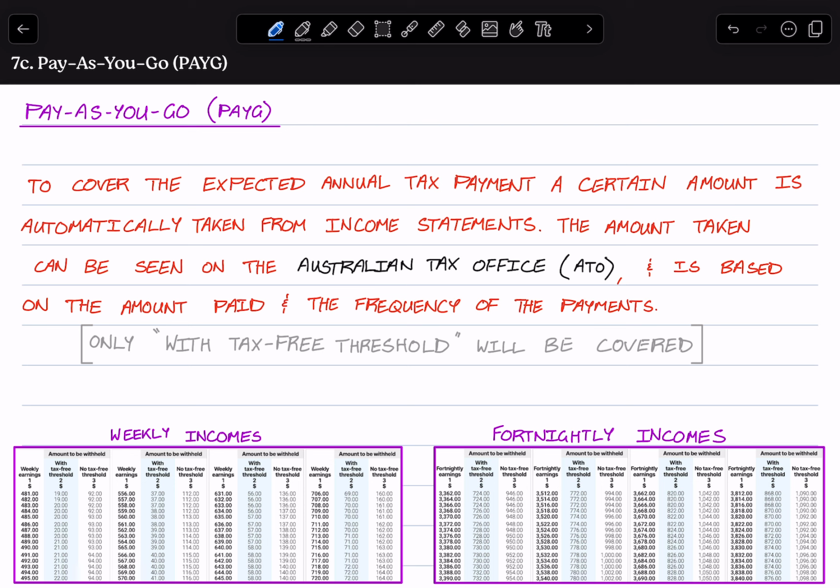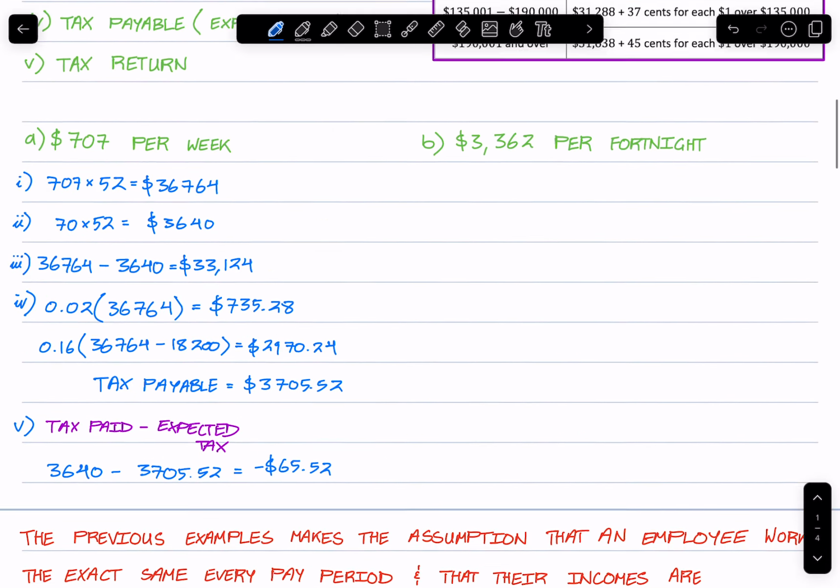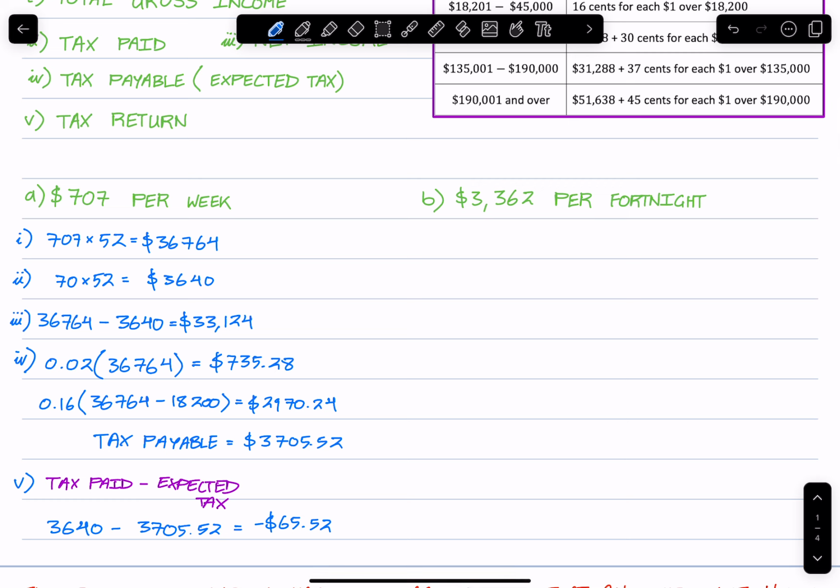Hello class, this is the continuation of the PAYG tax system, and this is just going to go straight into our second example. You can pause and give this a go yourself, and yeah, here we go.